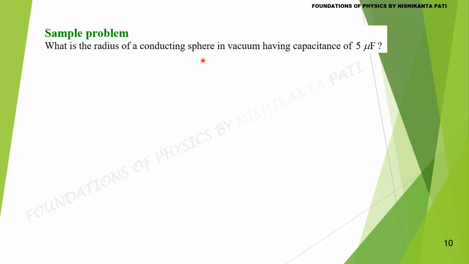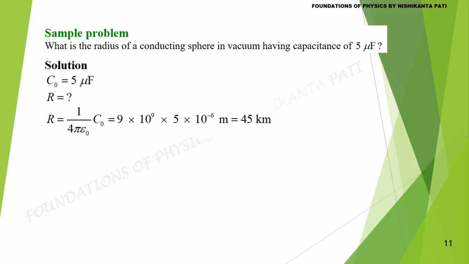What is the radius of a conducting sphere in vacuum having capacitance 5 microfarad? The conducting sphere is in vacuum, capacitance is 5 microfarad, radius is asked. Radius is 1 by 4 pi epsilon 0 into C. Putting this, we got 45 km. So a 45 km conducting sphere has a little bit of capacitance.